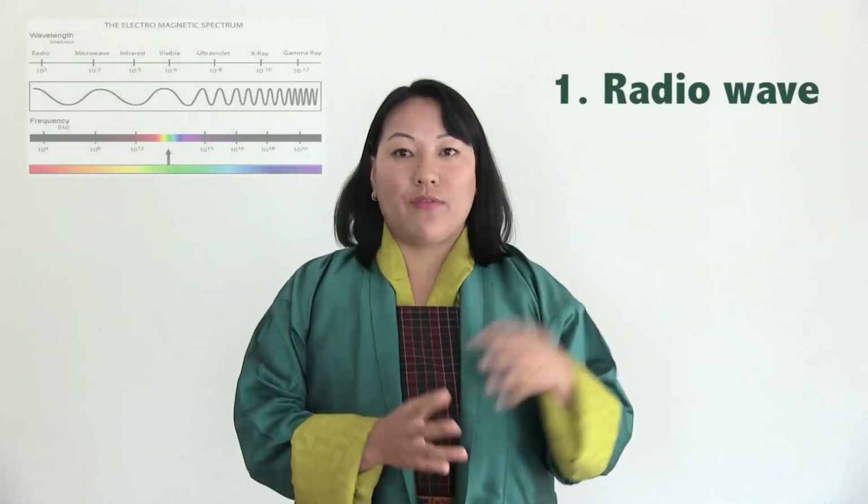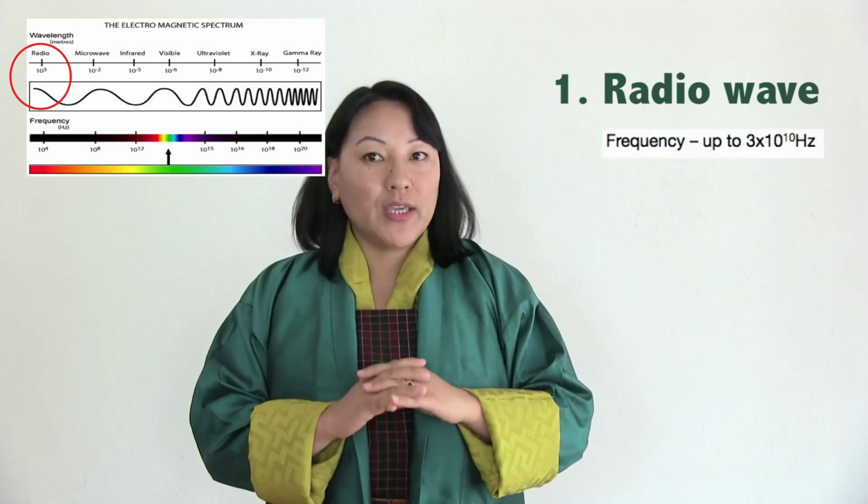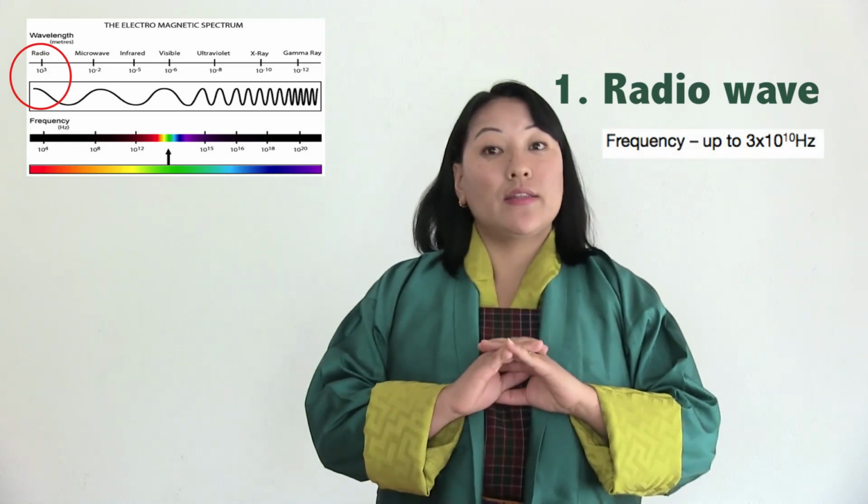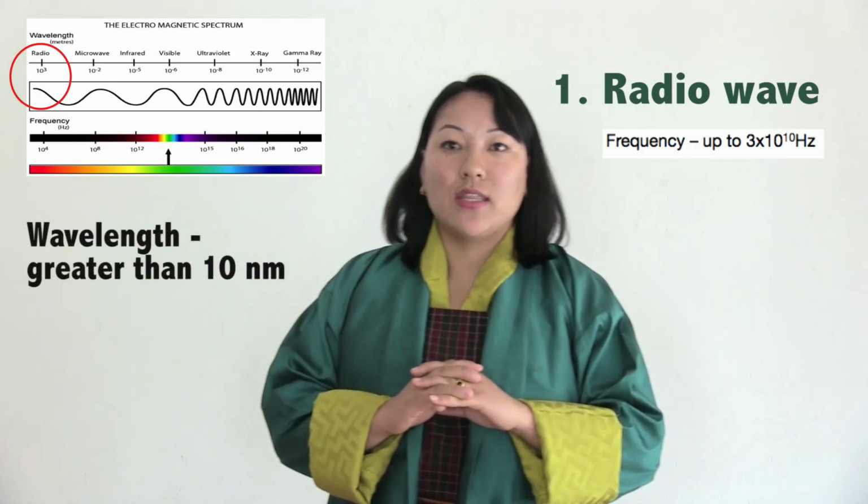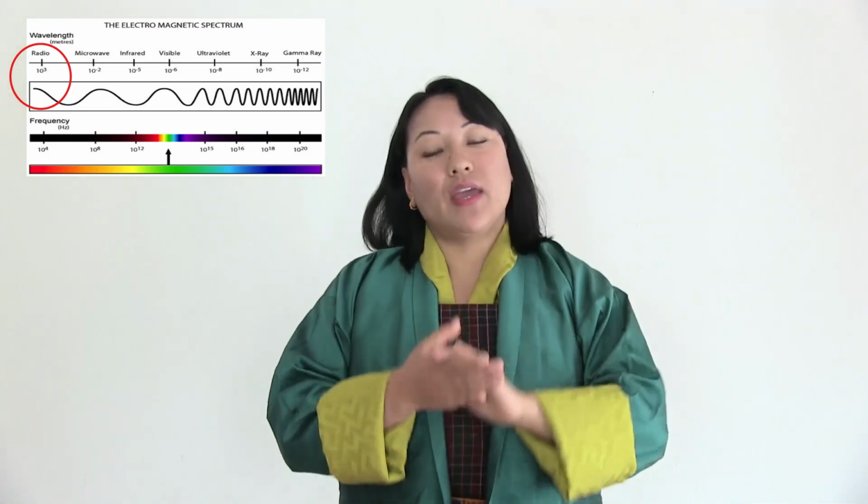We have radio wave with a frequency up to 3 into 10 raised to 10 Hz and wavelength greater than 10 nanometer. This wave is well known for its uses in communication like television, radio, and mobile phones. Now let me explain how we get to watch BBS 2 and BBS 1 programs.